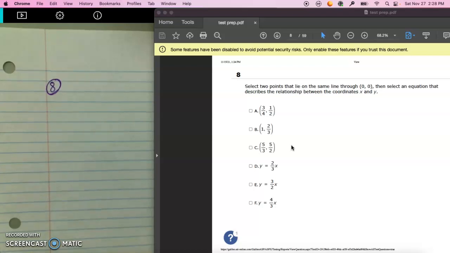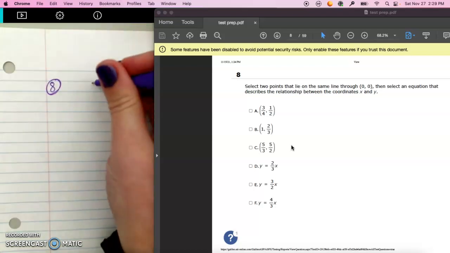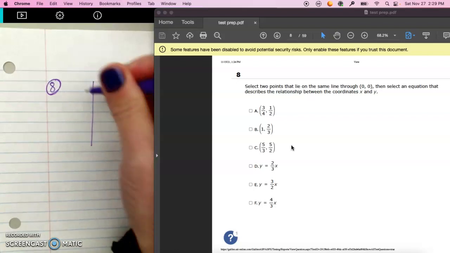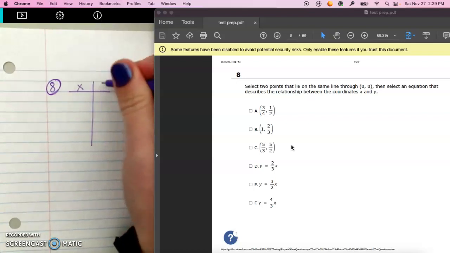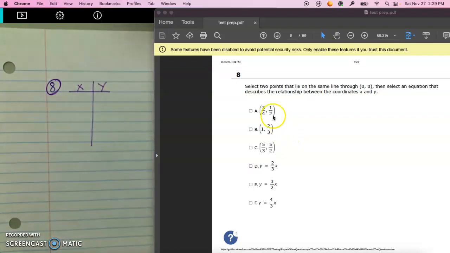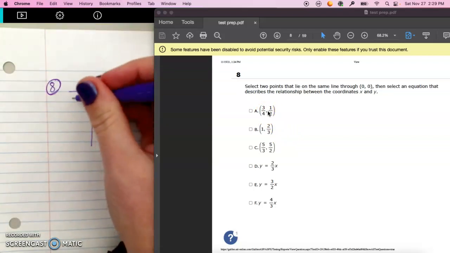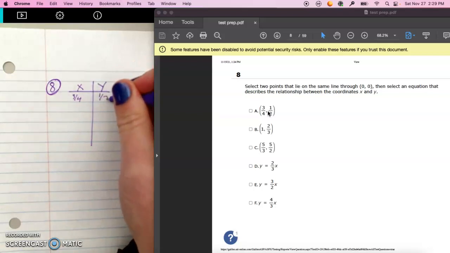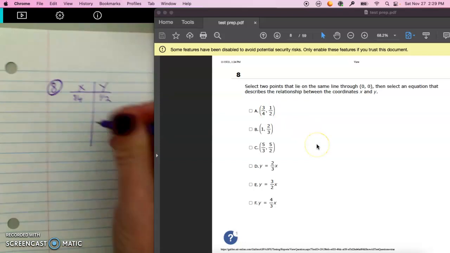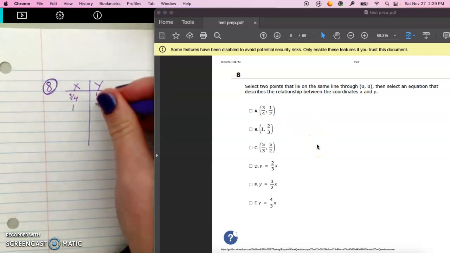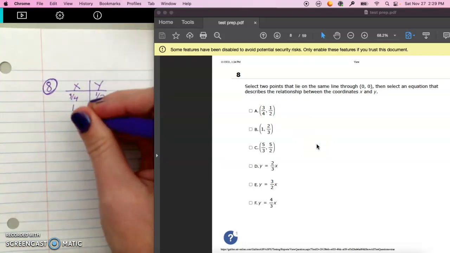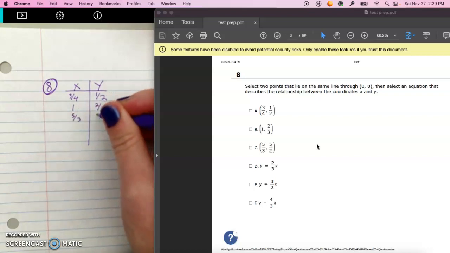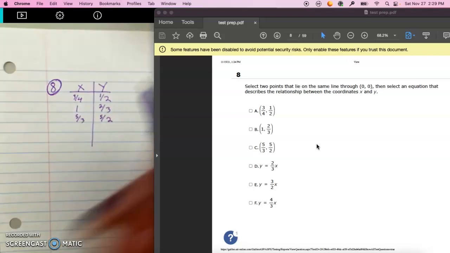So, what we're going to do is start off with a good old x and y chart. Okay, we're going to take these coordinates here, because these are coordinates. We're going to put them onto the graph. Okay, so I have 3/4 and 1/2. I have 1 and 2/3. I have 5/3 and 5/2. Okay, lots of fractions, fun.